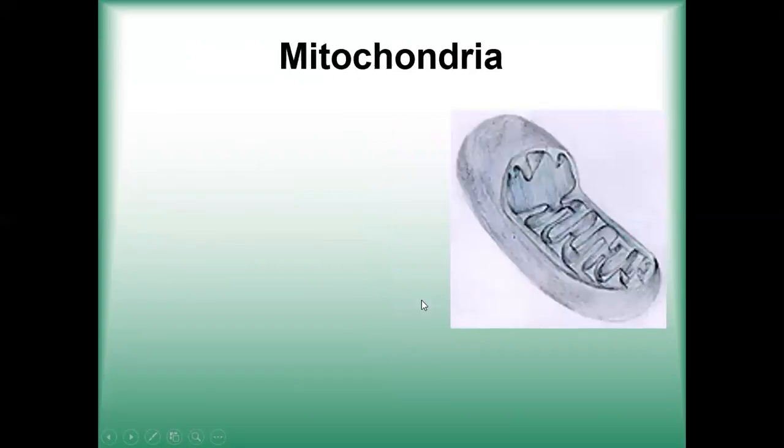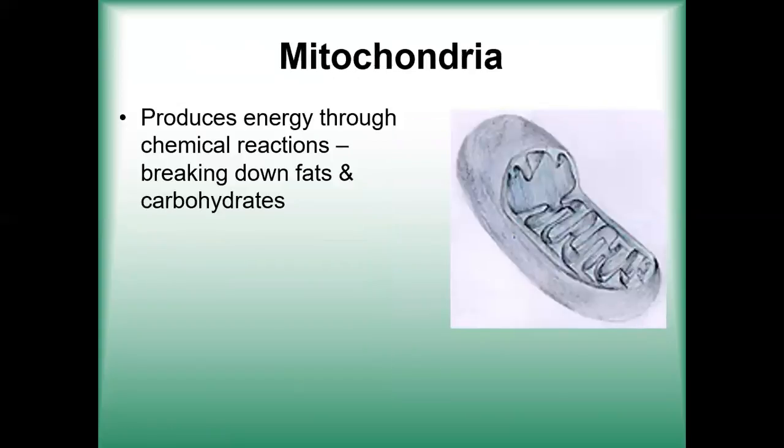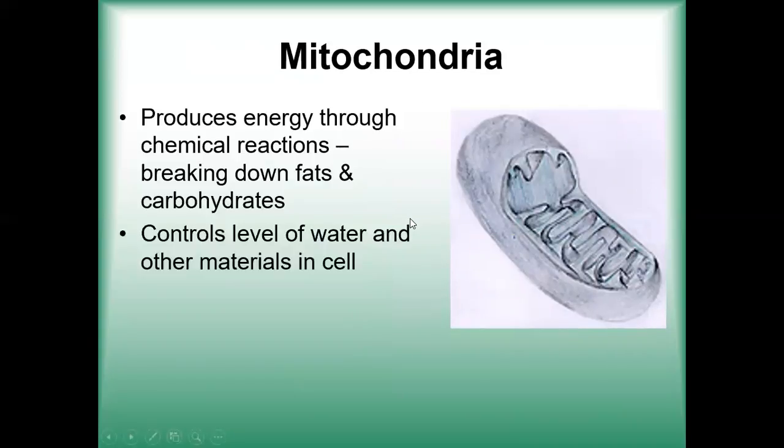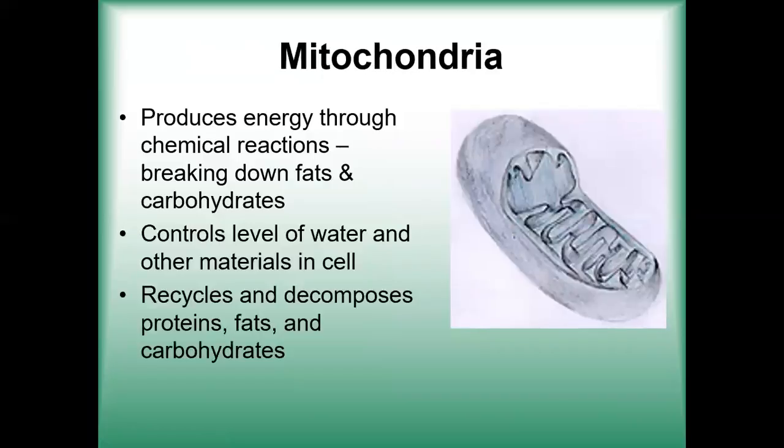The mitochondria, the mighty mitochondria, as I call it, it produces the energy through chemical reactions, breaking down fats and carbohydrates. So this is what provides energy for the cell. It controls the level of water and other materials in the cell as well. And it recycles and decomposes proteins, fats, and carbs. So this thing is like a huge center of activity for the cell. Lots of energy coming out of this thing.